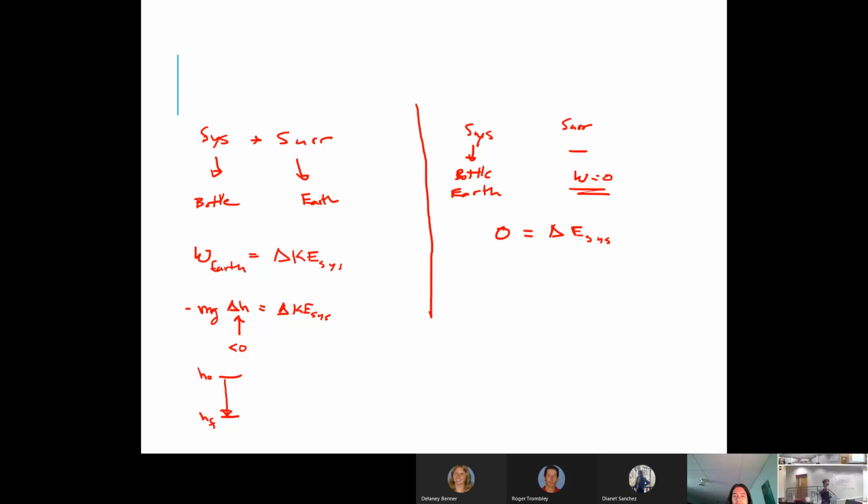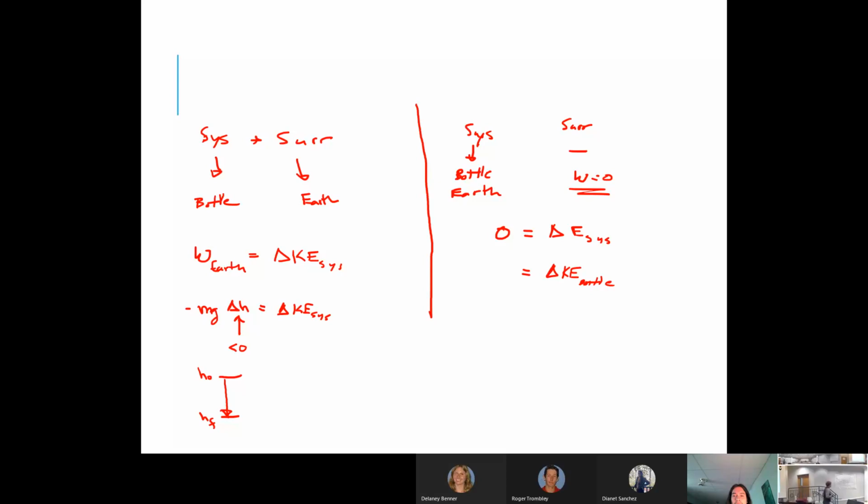Fascinating. That's why I say this choice of system and surroundings doesn't affect the outside physics. It affects how we approach the problem. It's really a mental kind of division to help us get through the problem. So we know that there's still a change in kinetic energy, a change in kinetic energy of the bottle.